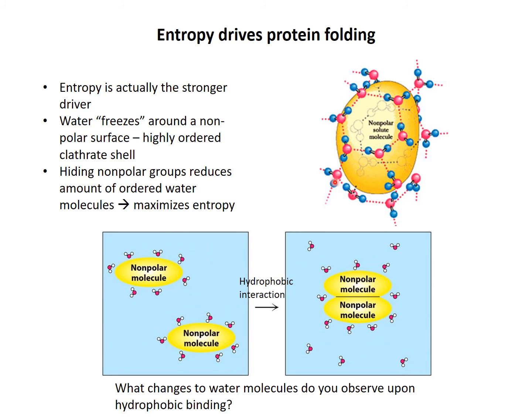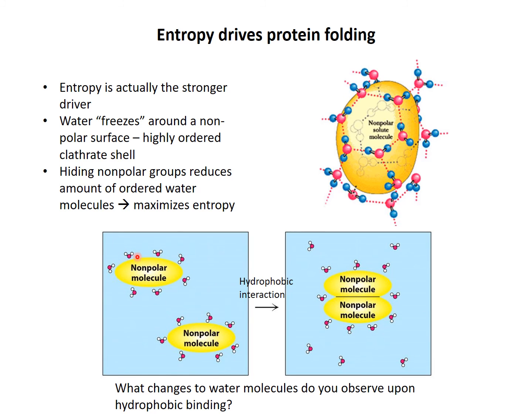So showing here is a non-polar molecule. Can you find any water molecules forming hydrogen bonds with the surface of this molecule? No, because this is non-polar. Instead, you will find water freezes around this molecule, forming a highly ordered crystalline structure known as the clathrate shell. So when you have two non-polar molecules, you will get two clathrate shells.